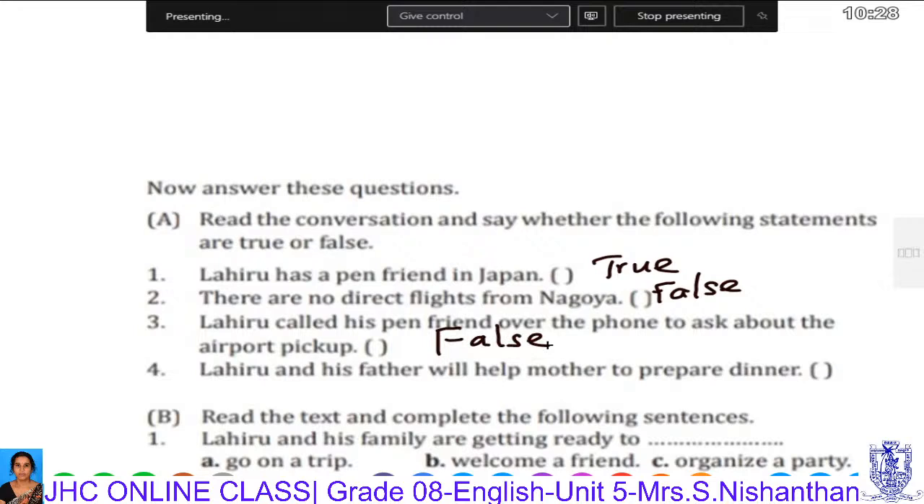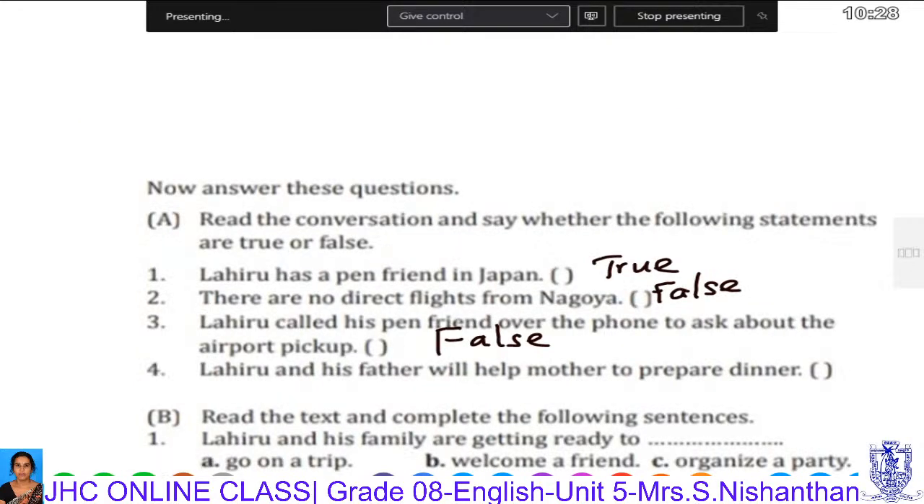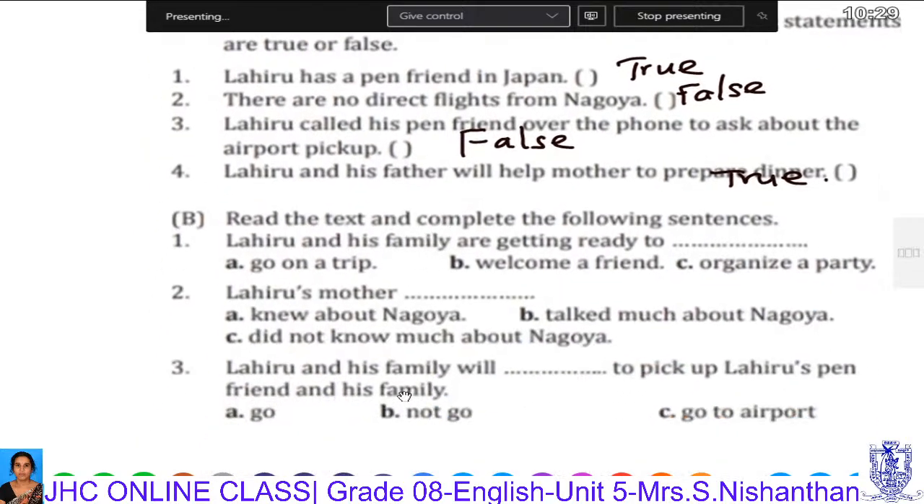Lahiru and his father will help mother to prepare dinner. Right? They agree here? "Alright, Lahiru, you have to help me to prepare dinner." "Sure, mother, I will. I will help you too." So, both are going to help mother to prepare dinner. This is true. There's another activity too. Do this activity in your writing book as homework. We can check the answer in the next class.